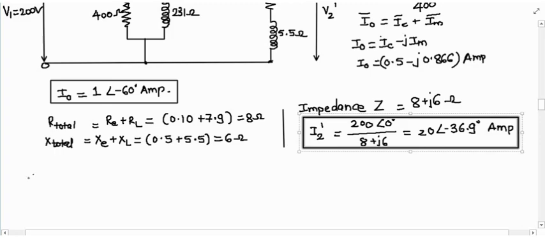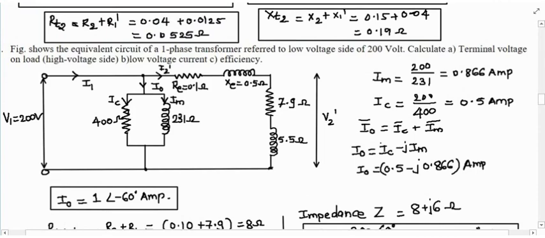Now come to the A part. What you have to find out in the A part? Just go up. In the A part, the terminal voltage on load you have to find out. So terminal voltage on load means this V2 dash you have to find out. So student, my V2 dash is nothing but V1, the voltage between these 2 points, which is the voltage across this impedance plus the voltage across this impedance, because these two impedances are connected in series. So my V2 dash equals V1 minus I2 dash into this impedance.